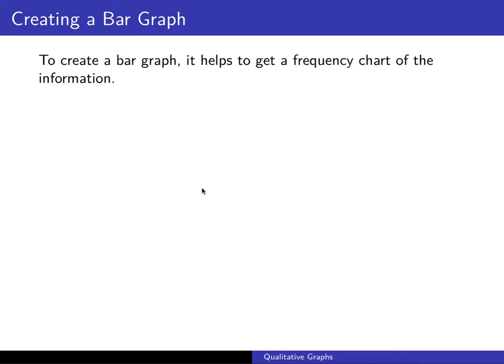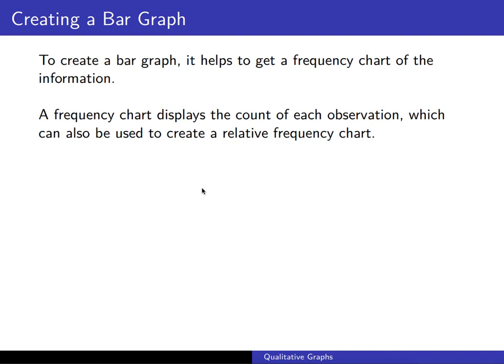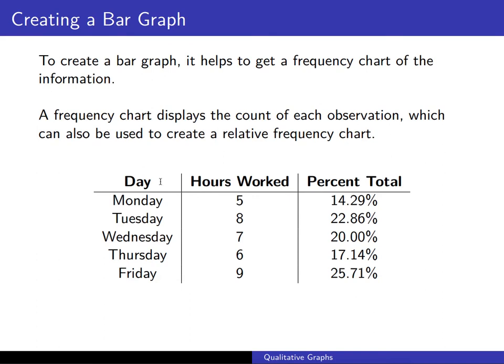So to create a bar graph, it helps to create a frequency chart of the information. A frequency chart is going to display the count of each observation. So for instance, we had 5 hours for Monday for that first week. And then we can also use that to create a relative frequency chart as well, which looks at the percentage of the total. So for our first one, we had Monday, 5 hours worked. Tuesday, 8 hours worked. So here's our frequency chart for the days of the week and the hours worked.